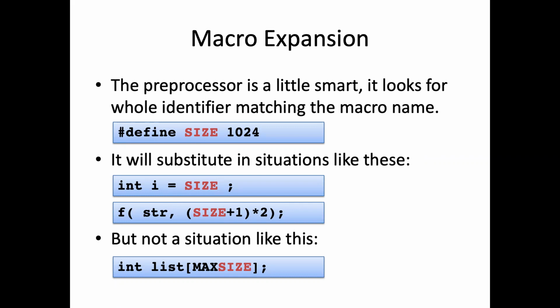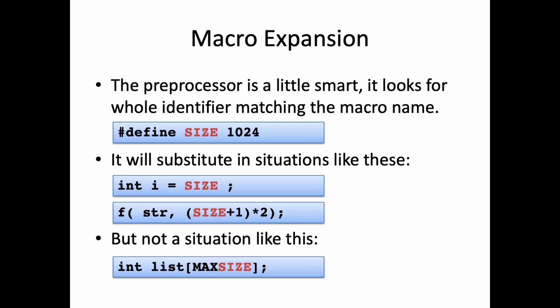It still can find that token and replace it. And it's also not fooled by the word size that shows up as part of another token. Like down at the bottom, I've got max size. It won't replace the word size there because it's only looking for the token size by itself as a single token, not part of a bigger token.